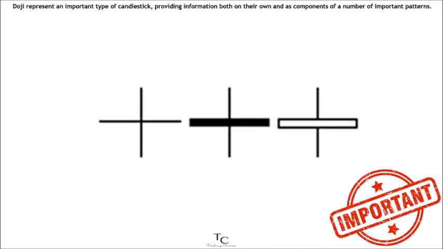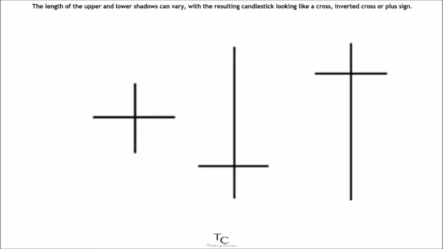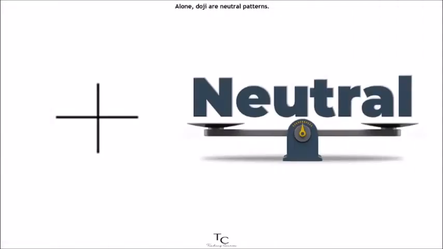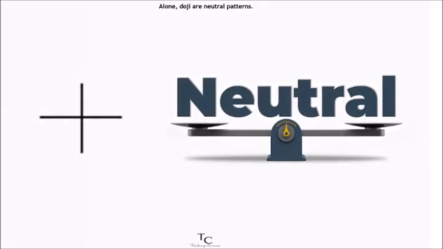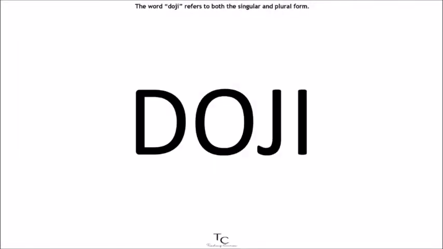Doji represent an important type of candlestick, providing information both on their own and as components of a number of important patterns. Doji form when a security's open and close are virtually equal. The length of the upper and lower shadows can vary, with the resulting candlestick looking like a cross, inverted cross or plus sign. Alone, doji are neutral patterns. Any bullish or bearish bias is based on preceding price action and future confirmation. The word doji refers to both the singular and plural form.